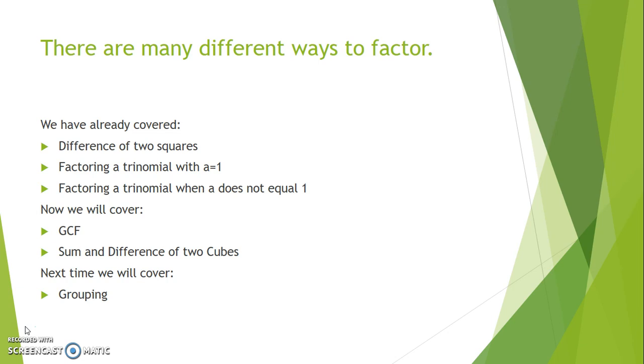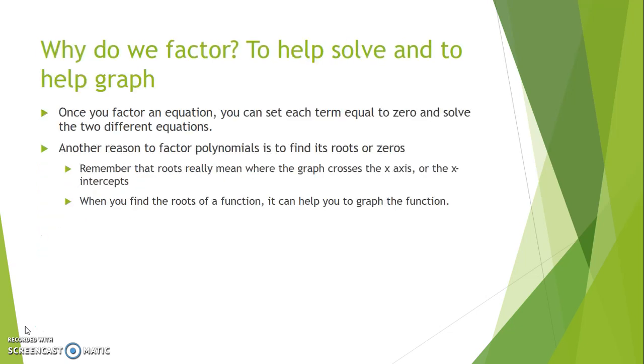So, if we remember, last time we covered difference of two squares, factoring a trinomial with a equals 1, and factoring a trinomial when a does not equal 1. Today we're going to cover greatest common factor and sum and difference of two cubes. And then next time, we'll do factoring by grouping.